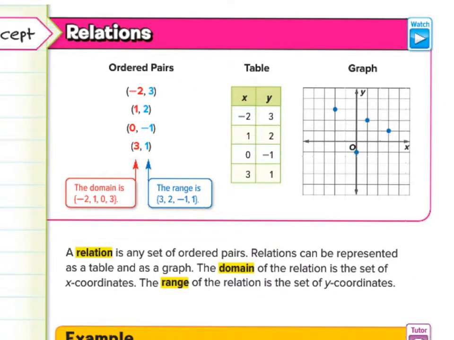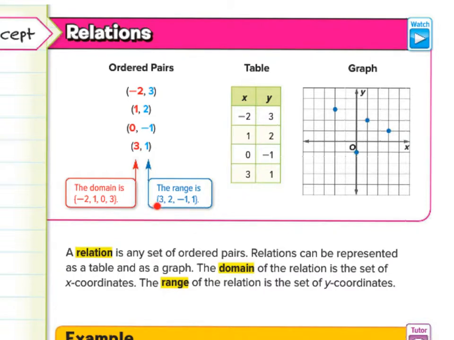Let's take a look at one of our key concepts for this lesson. We have ordered pairs. Ordered pairs are a set of coordinates for our coordinate plane. So we have our x, y, x, y, x, y, x, y, x, y. Our x's are known as our domain. The domain is -2, 1, 0, 3. This is how the x coordinate is changing. And our range, the blue one, is 3, 2, -1, 2, and 1.